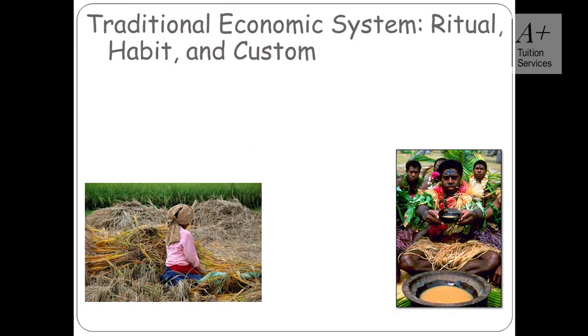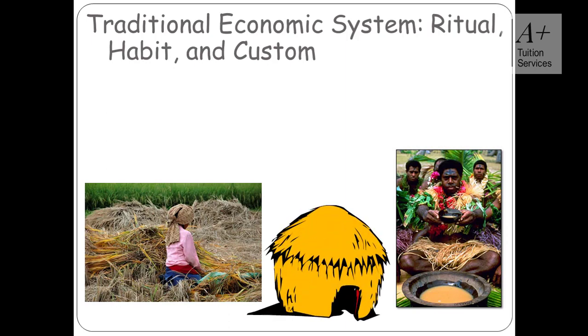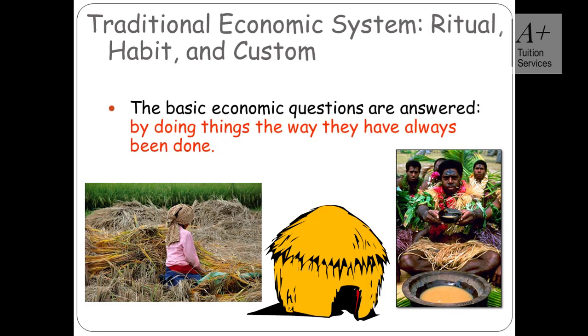Now we look at the first one, traditional economic system. And this has to do with ritual, habits, and customs. This is what our ancestors did long ago. And the main goal of this economic system is really to survive and settle one's own needs, right? So we built our own houses, we gathered our own food, and we live day to day and supply for ourselves. The basic economic questions are answered by doing things the way they have always been done.